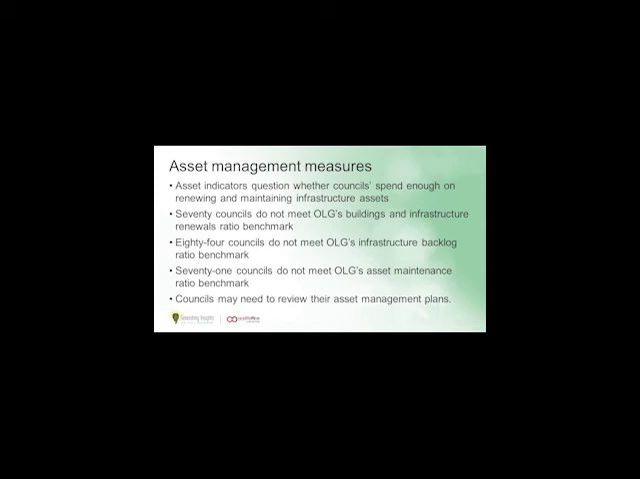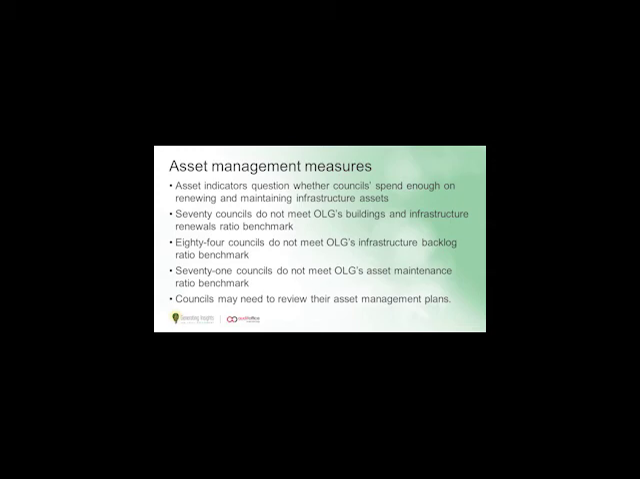The infrastructure backlog ratio shows the amount of infrastructure backlog expenditure relative to the total net book value of a council's infrastructure assets. OLG sets a benchmark for this ratio at less than 2%. Achievement of that benchmark could indicate that infrastructure backlog is at a manageable level. 70 councils do not meet the benchmark for infrastructure backlog.